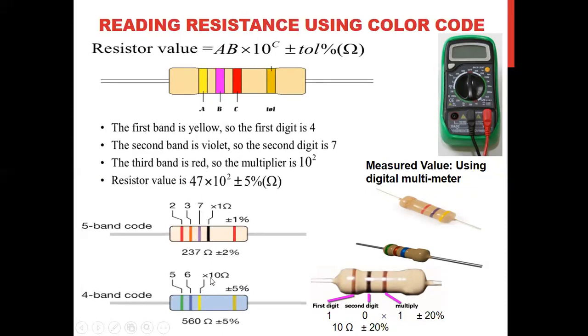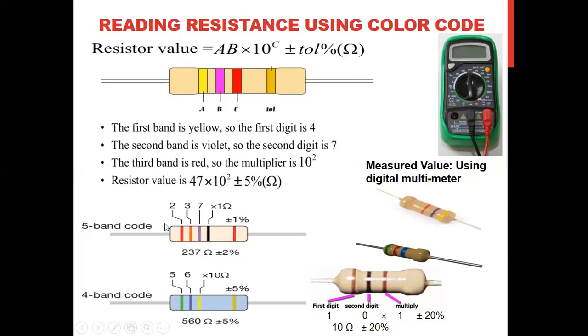Yellow is 4. Okay, yellow is 4. So this one, yellow, means 10 to the power 4. So the value will be 56 times 10 to the power 4 ohm, and this one plus minus 5%. Now let us see the 5 band resistor.